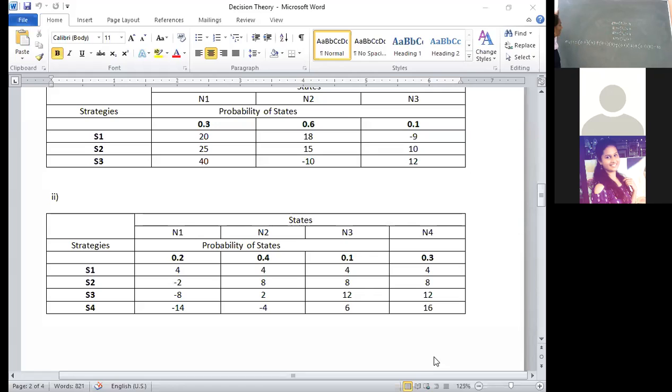EVPI is calculated. How will we calculate EVPI? In the states of nature columns, we have to consider the best payoff among them into the corresponding probability. Then you will get the answer 10.